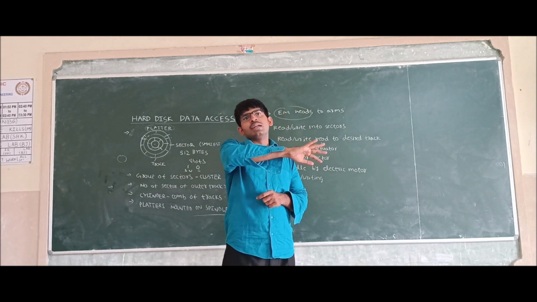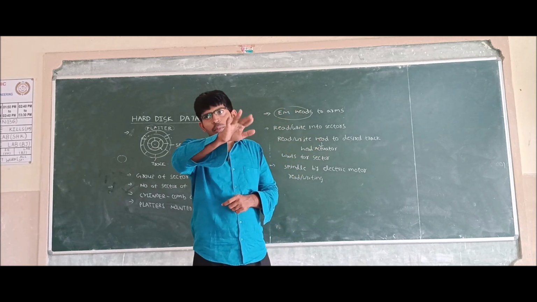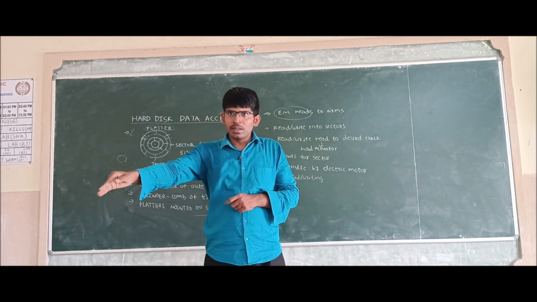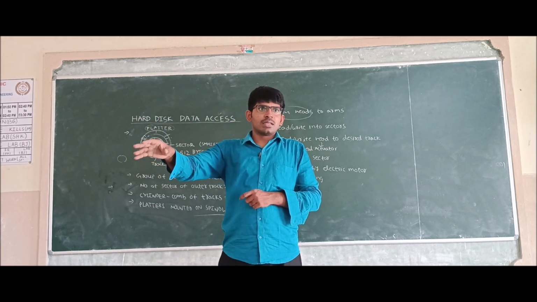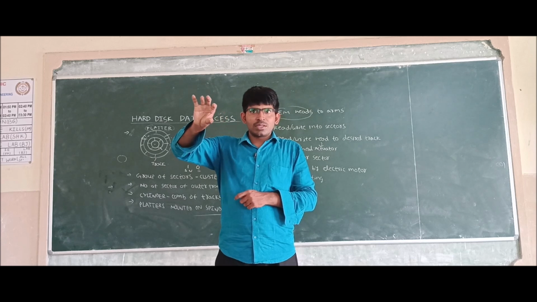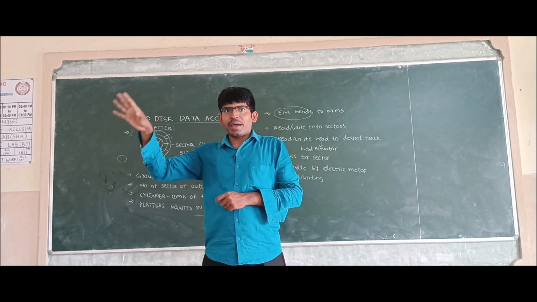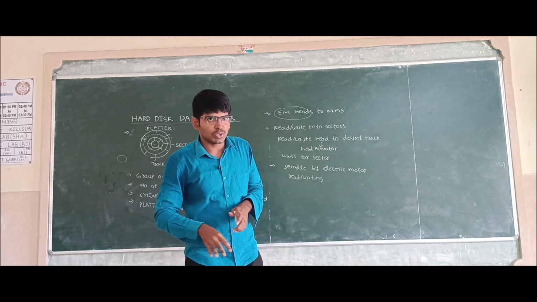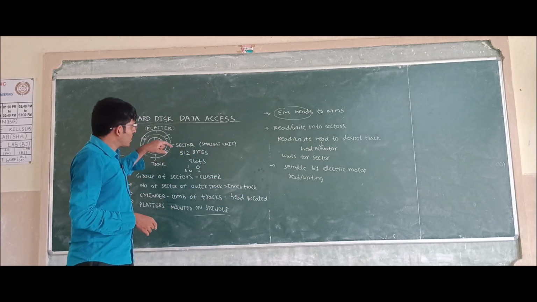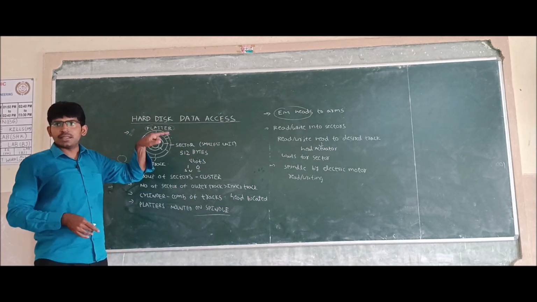When we are writing, the CPU sends the data to the buffer, and the buffer will send the data to the hard disk. At that time, the logic control circuit will convert that electric signal to a magnetic signal. This magnetic signal will be stored. Now we are saying how that is actually happening in this hard disk.